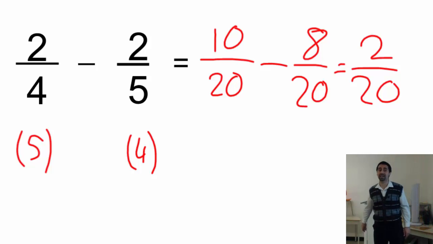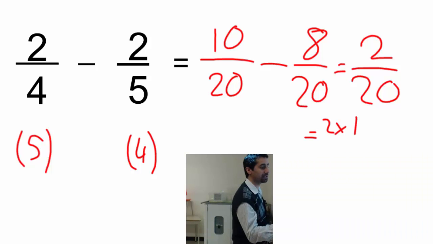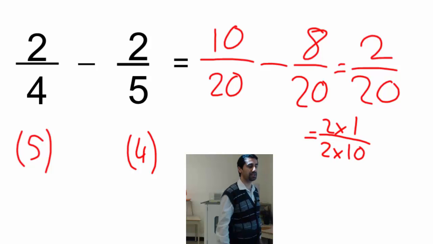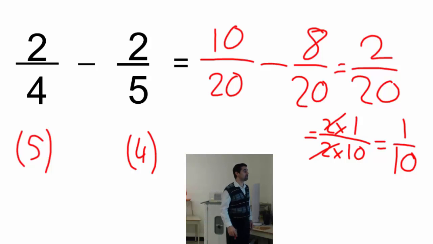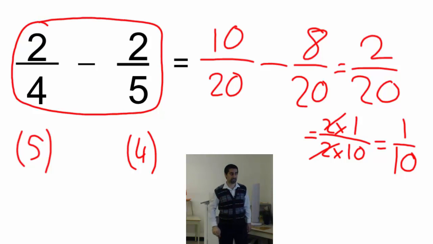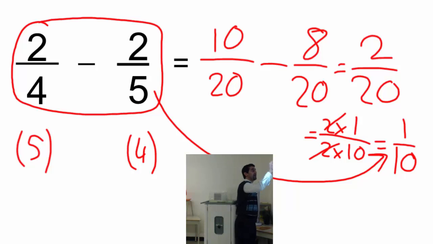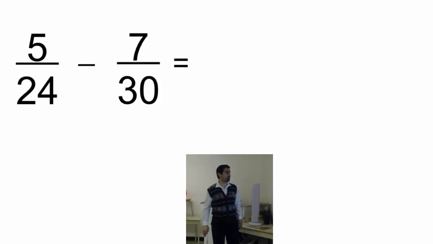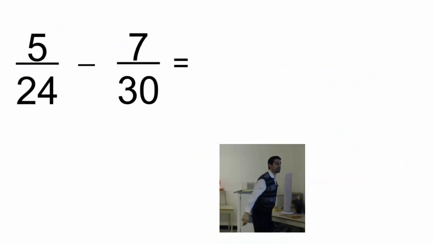And that's not my final answer yet because I can simplify that. I can simplify by 2. 2 times 1 is 2, 2 times 10 is 20. The same numbers cancel out. What's left here is 1 over 10. So, in other words, 2 over 4 minus 2 over 5 is 1 over 10. So now that's been done. I'll do 2 more examples, then you're going to be on your own. No, I'll do just 1 more example.